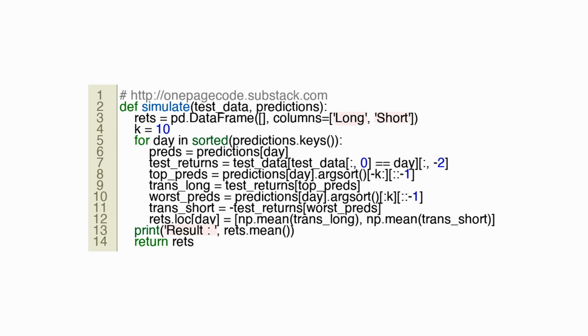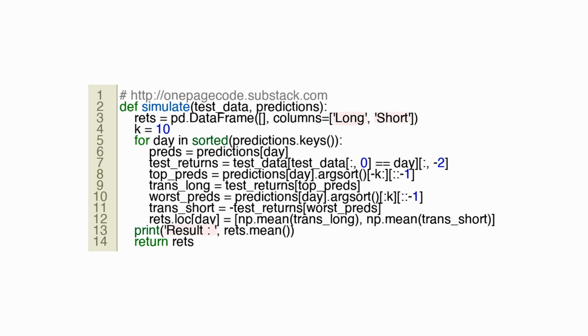Next, it uses the current key to filter the test data array and only keep rows with a first column equal to the current key, getting the test returns from the last column. It then sorts the preds array in descending order and selects the top k values, storing them in the top preds array. It also sorts the preds array in ascending order and selects the top k values, but this time it reverses the order using the -1 notation and stores them in the worst preds array.